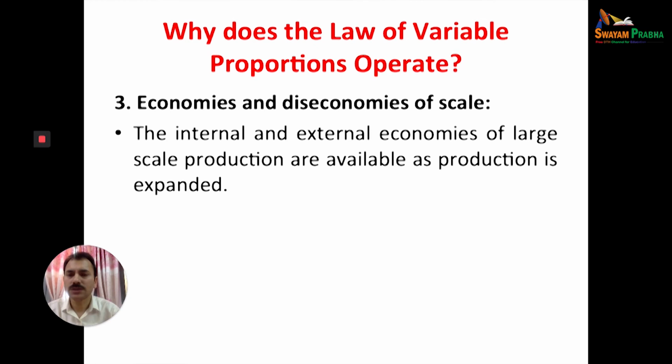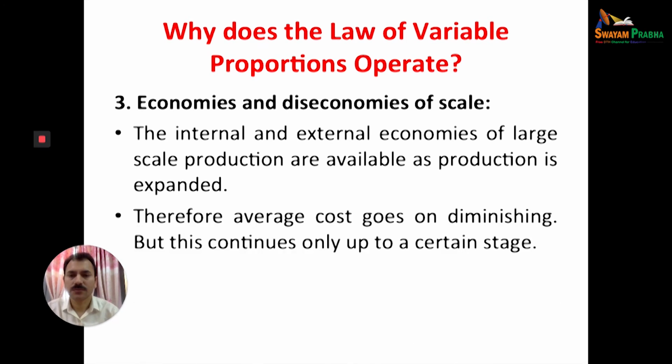Third, economies and diseconomies of scale. Economies of scale means there is an increase in output, and cost is decreasing. But diseconomies means now cost is increasing and output is decreasing as compared to input. Internal and external economies of large scale production are available as production expands. Therefore, average cost goes on diminishing, but this continues only up to a certain stage.